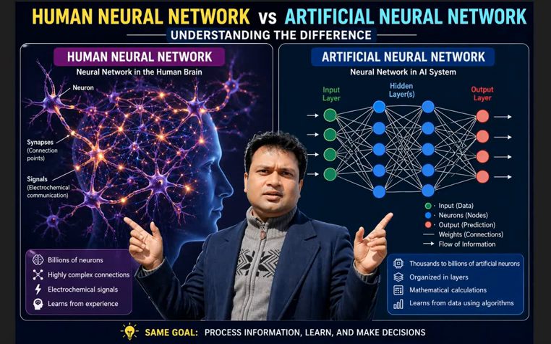How does learning happen? Here is the most important part. If the output is wrong, the network compares it with the correct answer. Then it adjusts the weights using a process called backpropagation. This is how the network learns and improves over time.